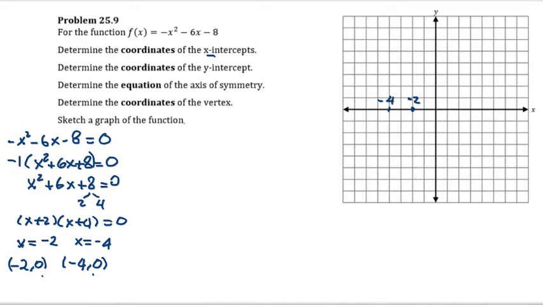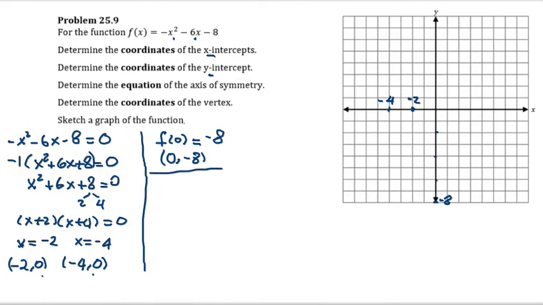For the y-intercept, we just evaluate f of 0. When we plug in 0, the first two terms will cancel out, so we will get -8. So the y-coordinate is at (0, -8), which is 2, 4, 6, 8, somewhere here. So it's here. Okay, so the next thing is to find the equation of the axis of symmetry, and I will in fact do it here.